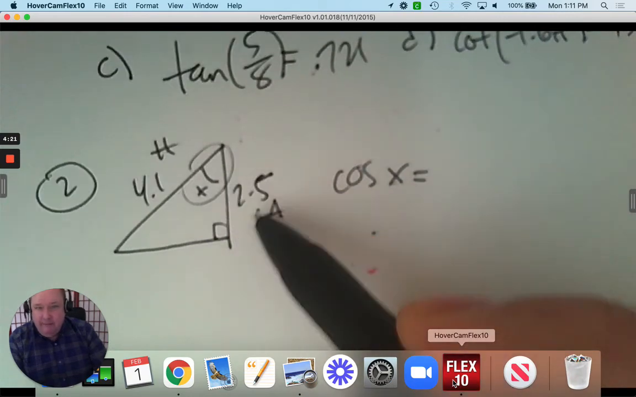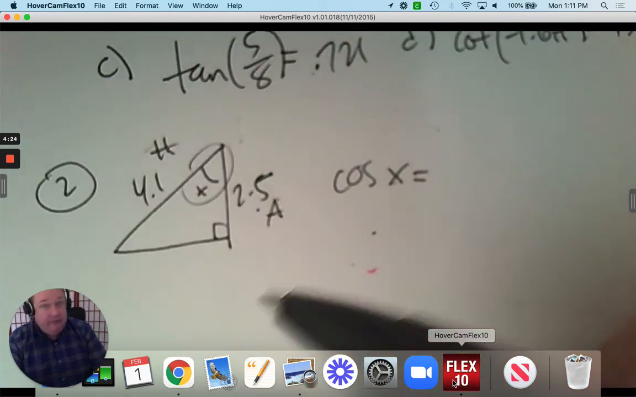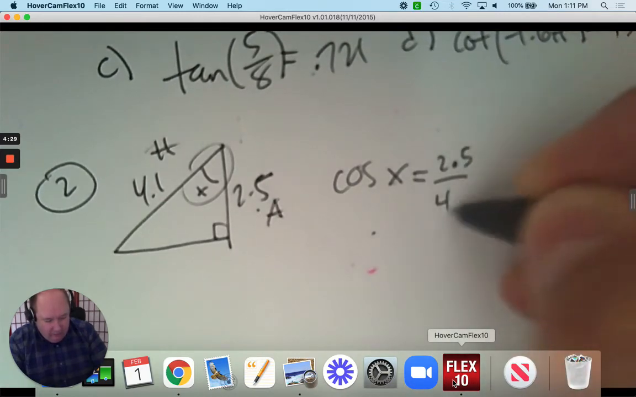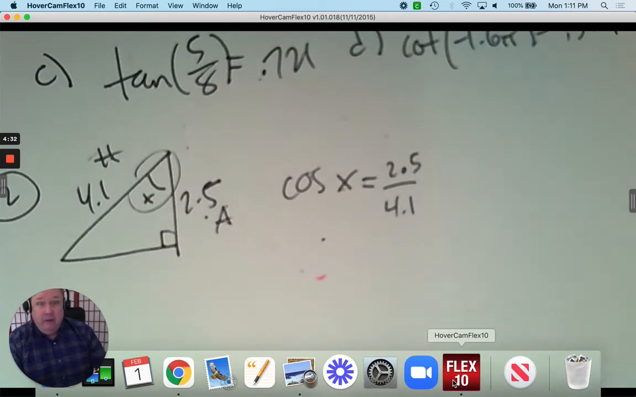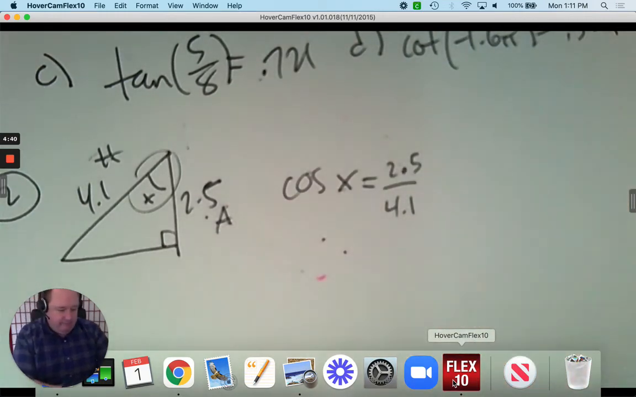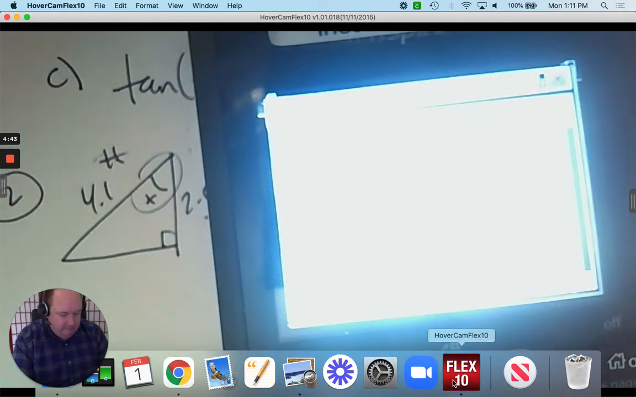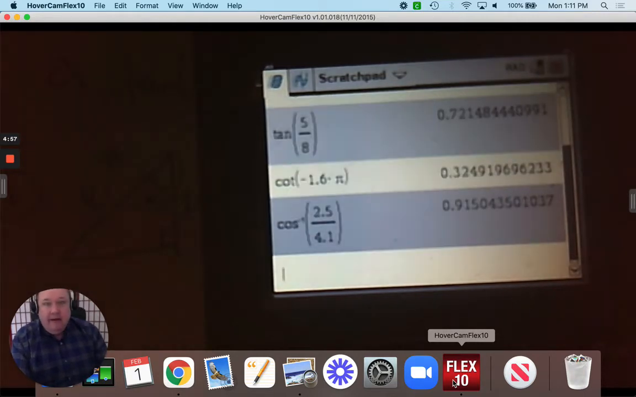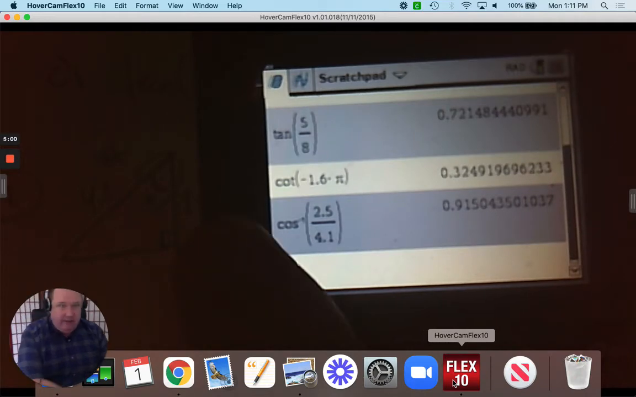So it's cosine because we have adjacent and hypotenuse. That's the definition of cosine. And the ratio is 2.5 over 4.1. And then we're going to use our calculator to get an answer for that. To get x by itself, it's just the inverse cosine of that. So trig, inverse cosine when finding a missing angle. And then that ratio, which is 2.5 over 4.1. And that in radians would be 0.915. That's in radians.